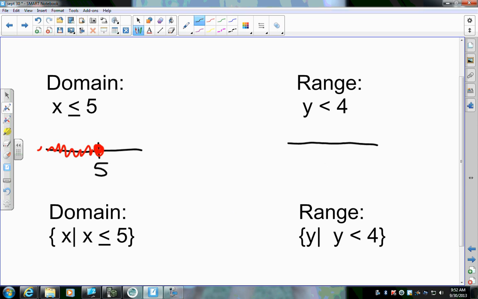My range, oh, I can't draw it vertically. I have to draw it horizontally. I said that backwards. On the range, you have to draw it so that it goes up and down so that it is vertical. And so where I have 4, first off, does it say equal to 4? No, so I'm going to have an open circle. And it says less than 4. Which way do I graph if it's less than 4? Above or below? Below. Okay, some of this will tie in just a little bit.